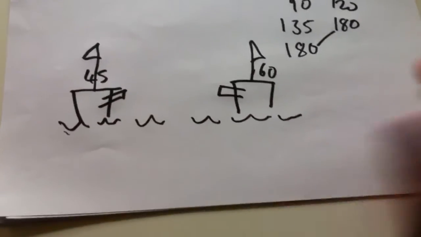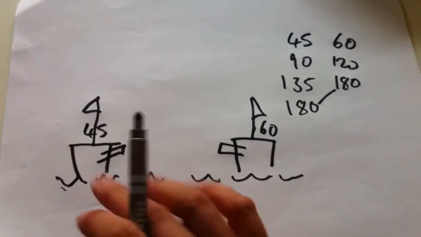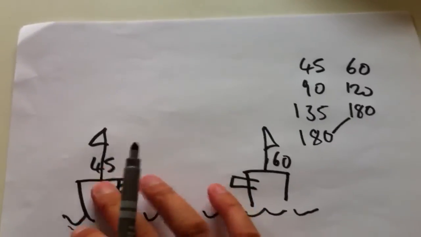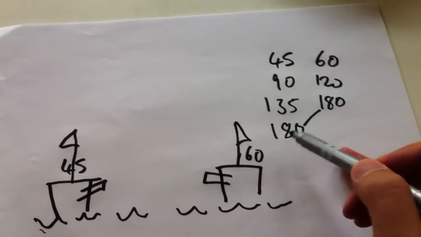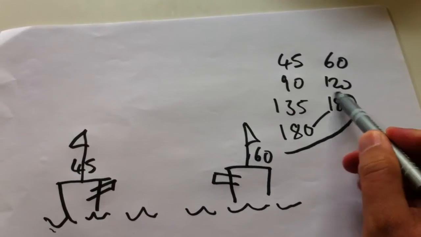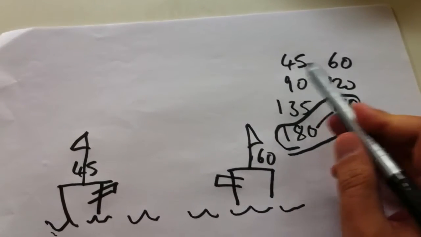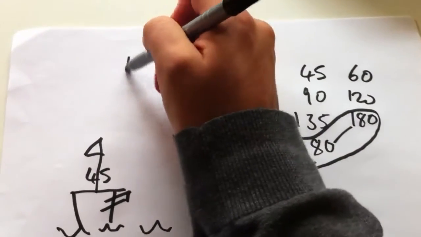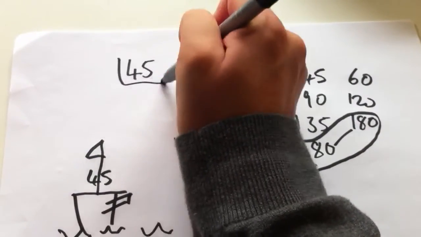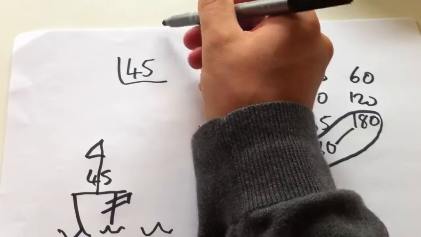There is a smarter way of doing it, which is that you express each of these numbers as a product of primes and you find the lowest common multiple. So that's the lowest common multiple, the lowest number that's in both times tables, both the 45 and the 60 times tables.